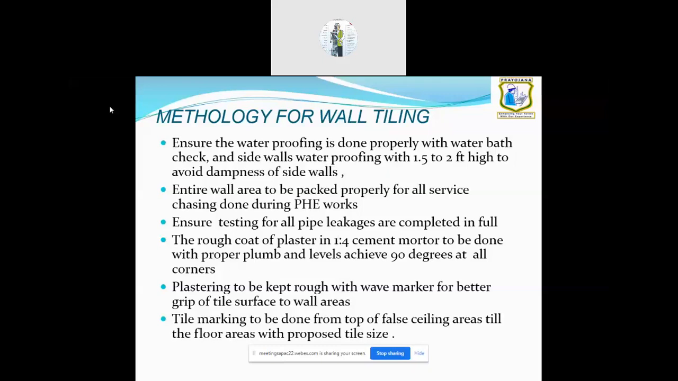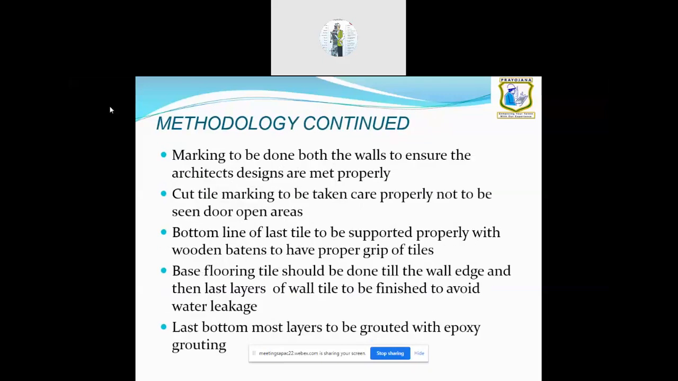A wave marker we make over the plaster surface during wet condition. Tile marking is done from the top of the false ceiling and carried onto the floor areas. The last tile will be left open, because you have to do the flooring tiles first and then finish the wall area. The last tile will have a slope, so you calculate by the D1 and D2 method, the Pythagoras theorem, to work out how to cut the tile at the bottom areas.